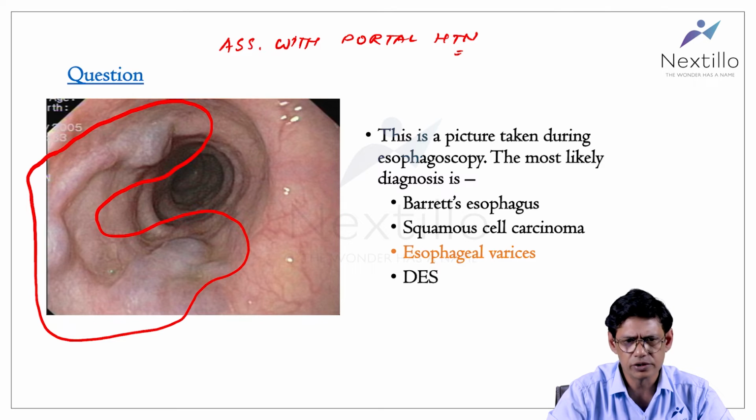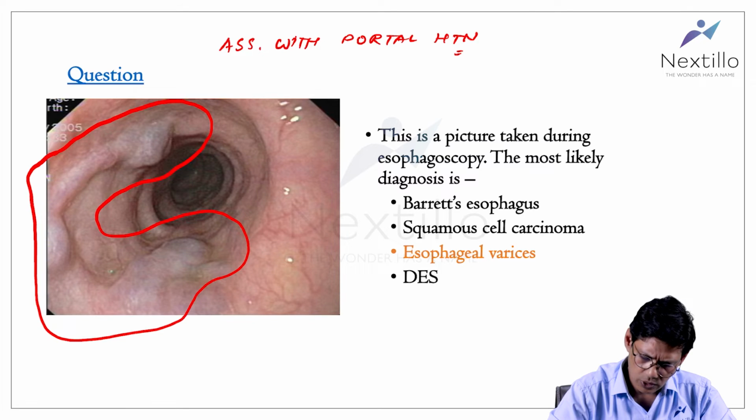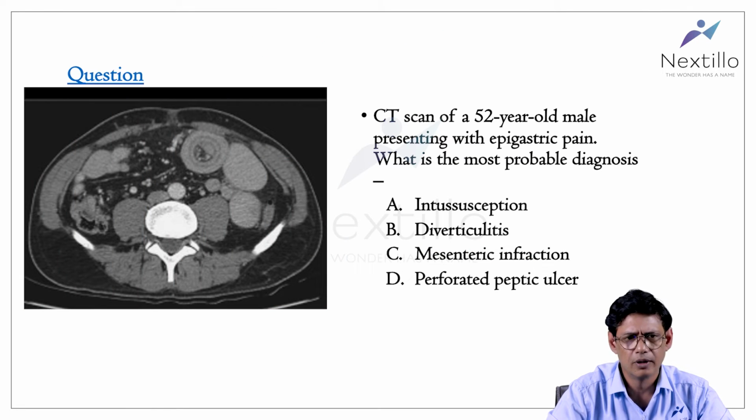With portal hypertension, varices may develop at a number of sites. One of those sites is the lower esophagus and the fundus of the stomach, and this is what we are seeing here in this picture. So, for the next one, what is this? This is a CT scan of a 52-year-old male who presented with epigastric pain. What is the most probable diagnosis?